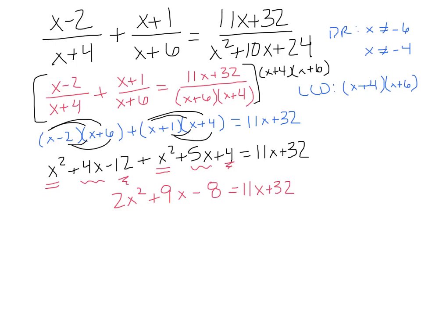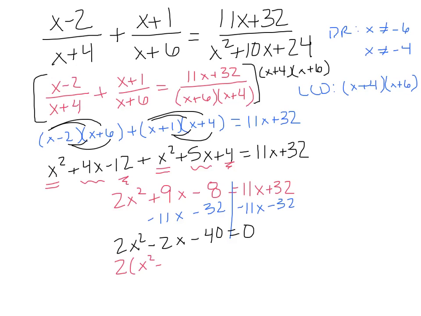So this is definitely a quadratic, and I'm going to need to get it equal to 0. To do that, I'm going to take away this stuff on the right-hand side, which means I'll need to take it away on both sides. So when we do this, we're going to end up with 2x squared minus 2x minus 40. I have a GCF. This will make my life a little bit easier. Let's factor that out. This is 2 times x squared minus x minus 20. So that's what I need to worry about factoring.